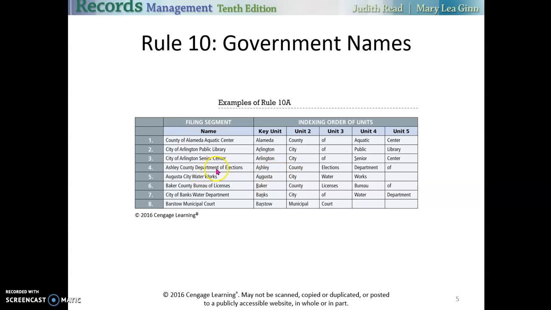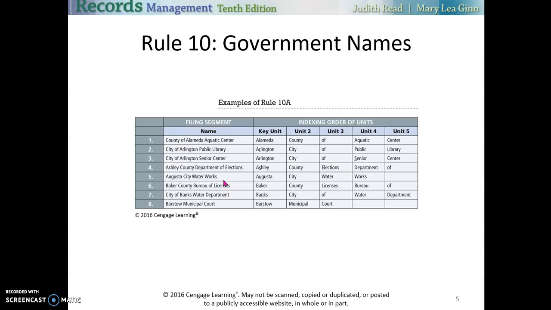Ashley County Department of Elections. All right, so we have Ashley as the key unit. County is second. Then you pull out the most descriptive term. Elections is descriptive. Department is not. That's a generic term. So you would go with elections as the third unit and then department of. And just like up above, even though county is first here, we pull out the name first and then do county of. So that's very similar to what you're doing here with departments and the departments of elections.